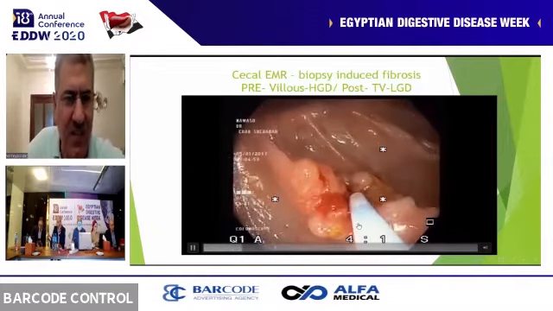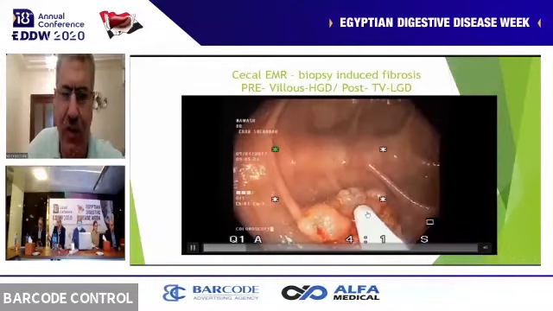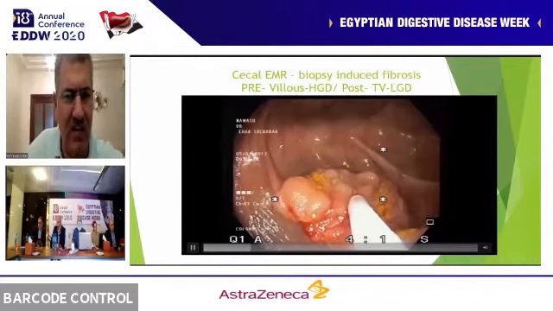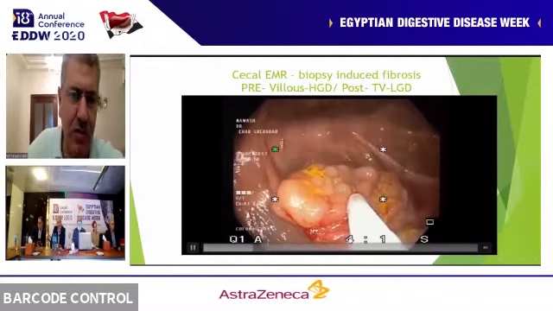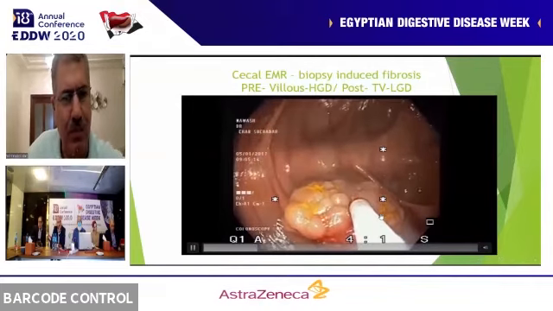Otherwise, if I see this and there was no biopsy, this is an indication of malignancy and you cannot remove this. Now, this is in the cecum, the thinnest part of the colon. It's overlying a fold, which tells you you should not remove this in one piece. So this is an indication for piecemeal.